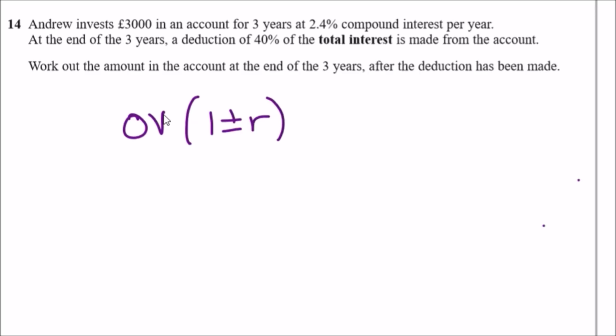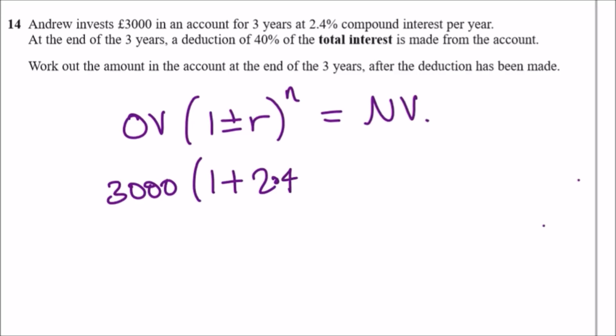or minus a rate. If it's going up, we use plus. If it's going down, like depreciating, we use minus. And then to the power n, which is the number of years, and this should always equal the new value. From the first sentence alone, before I read the second, we can realize that Andrew invests the original value of 3,000, and it's increasing at 2.4%, so it'll be positive 2.4%.